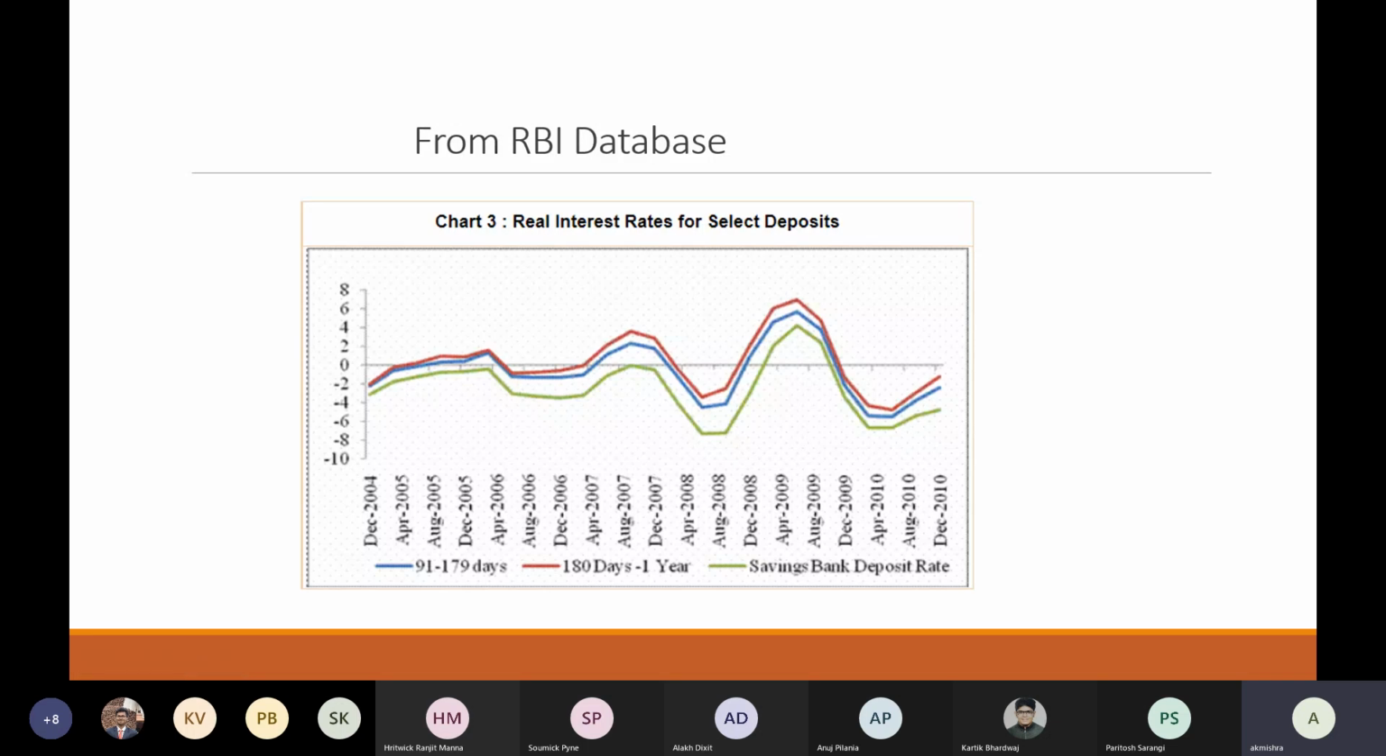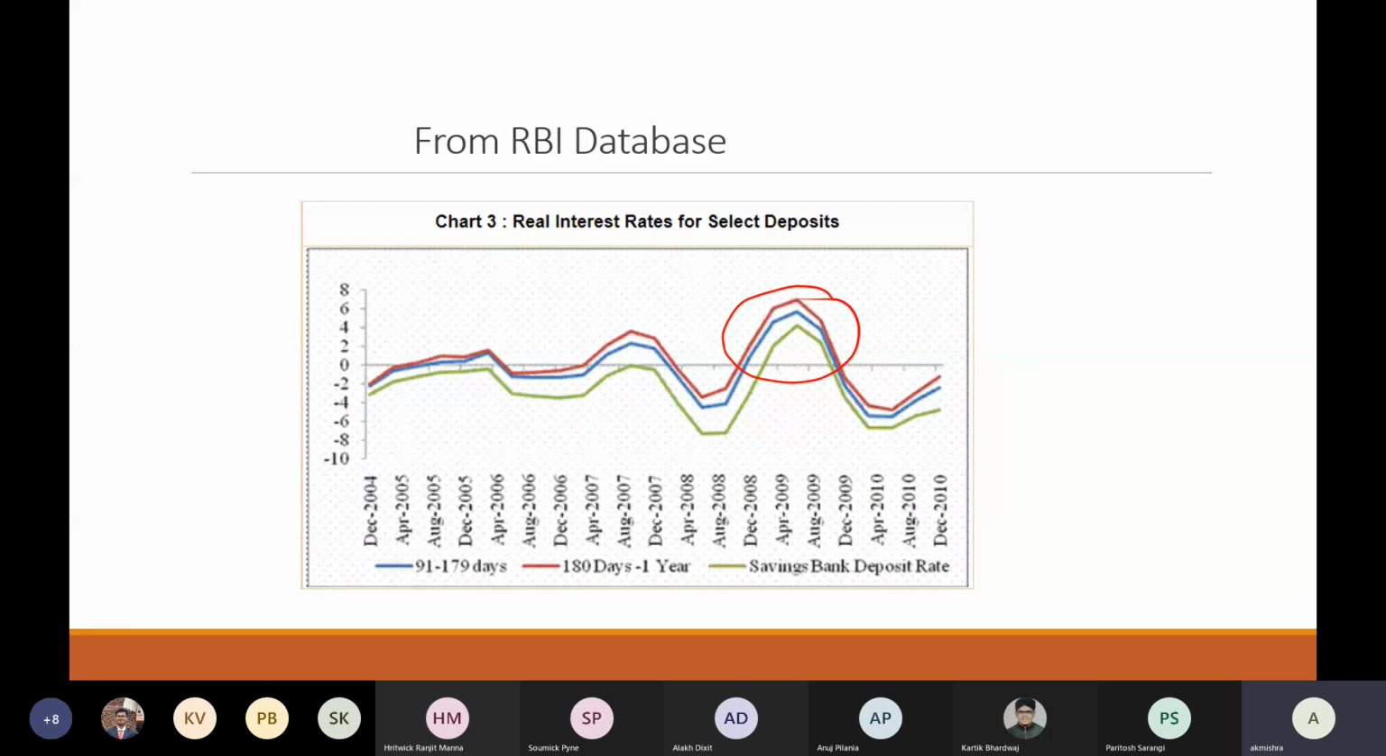So this is the real interest rate, and we have seen, if we leave this part, more or less across time period 2004 up to December 2010, you will find negative real interest rate. It means the inflation was more, and that caused real interest rate negative. And we are going to discuss in detail in subsequent slide.